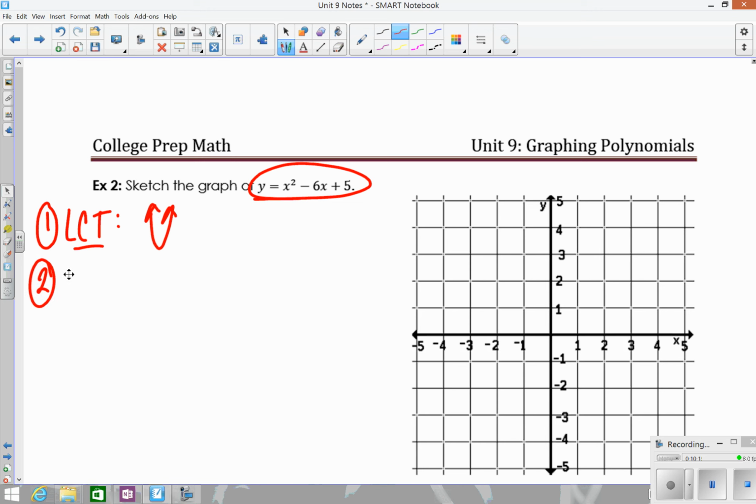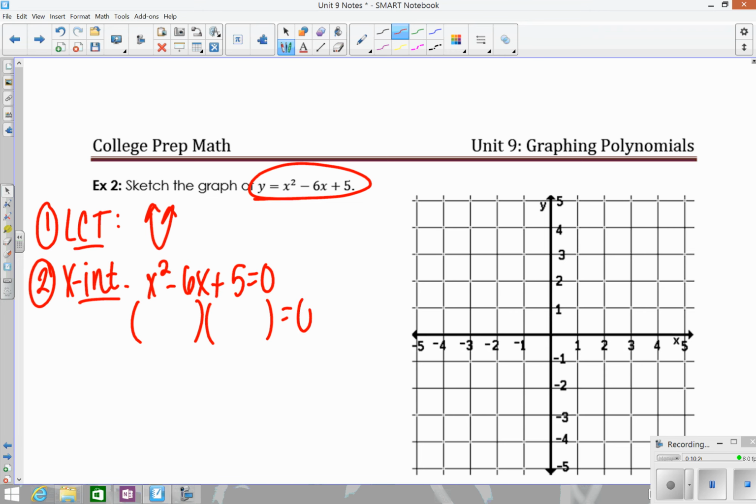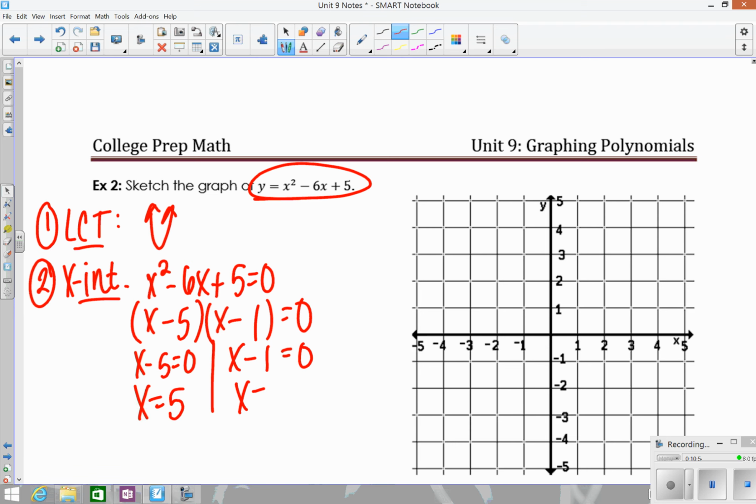I know my x-intercepts can be found by setting this equal to 0. So x squared minus 6x plus 5 equals 0. Factor this one. And remember, if these aren't factorable, that just means that you can use completing the square or the quadratic formula. If it's factorable, then factor it. Makes it easier. So for this one, we are going to have the same sign, and they both have to be negative since we're adding to a negative. So 5 and 1, negative 5, negative 1. So x minus 5 equals 0, x minus 1 equals 0. So we get x equals 5, x equals 1.